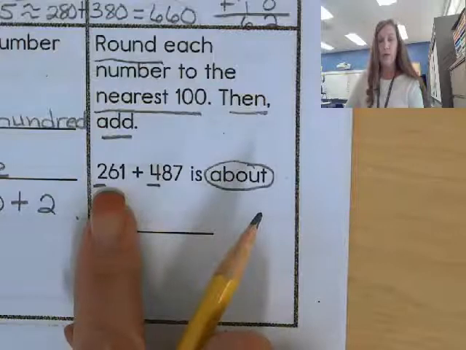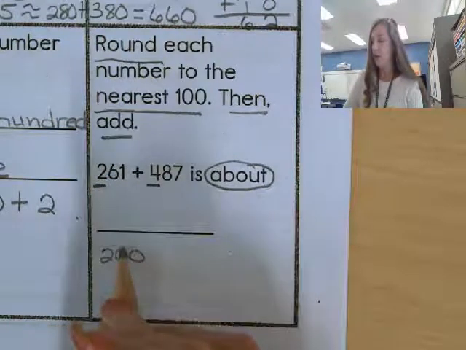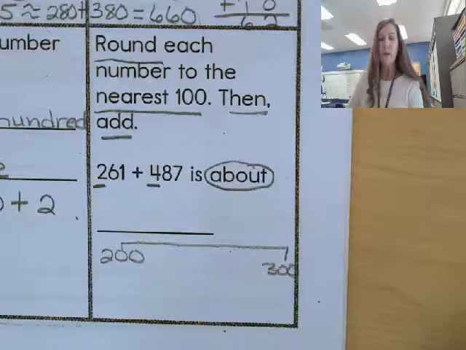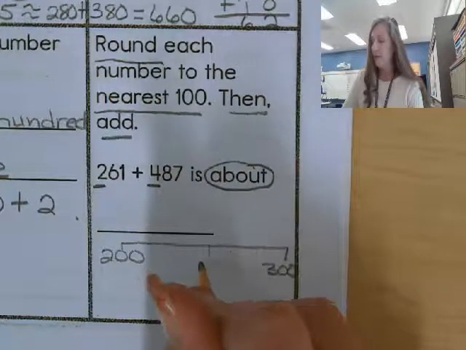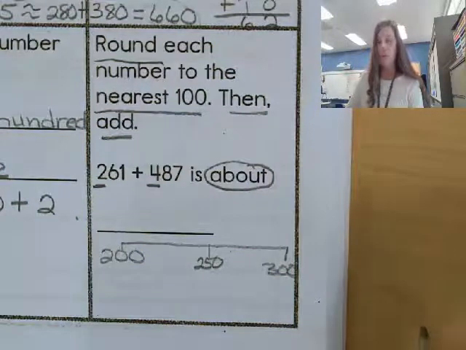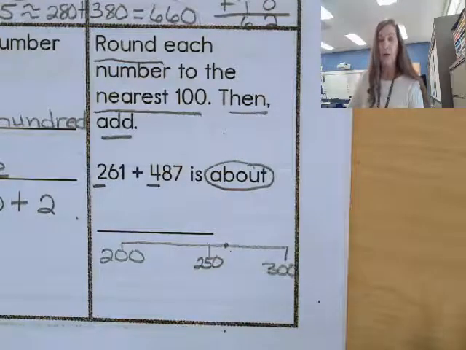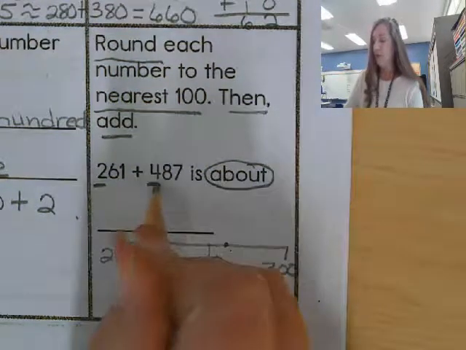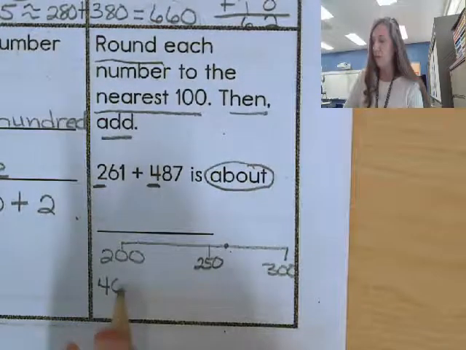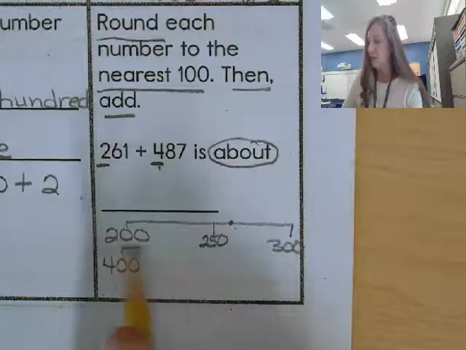This 200 tells me that this number falls between my 200 and the next 100, which is 300. And remember, 250 is going to be right in the middle. So if we think about where 261 is, it would lie right about there on a number line. We have 487. That tells us that this number is between 400, since I have a 4 in the hundreds place, and the next 100, which is 500.